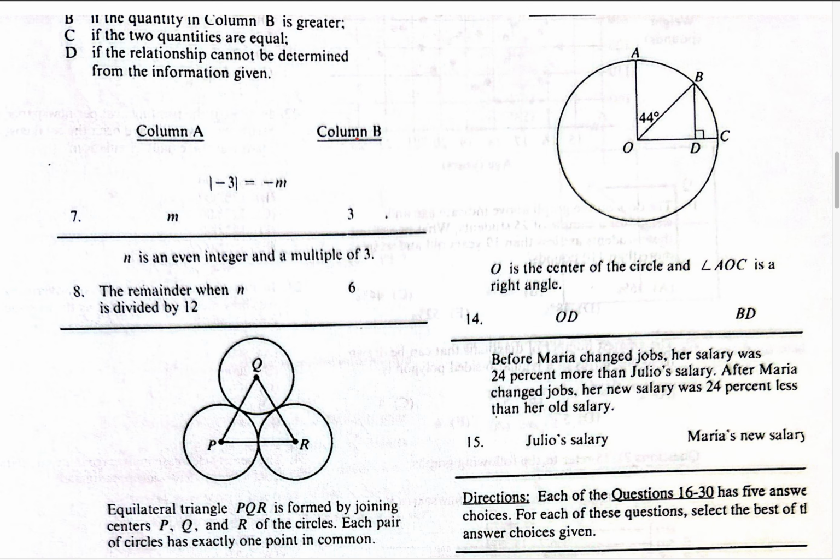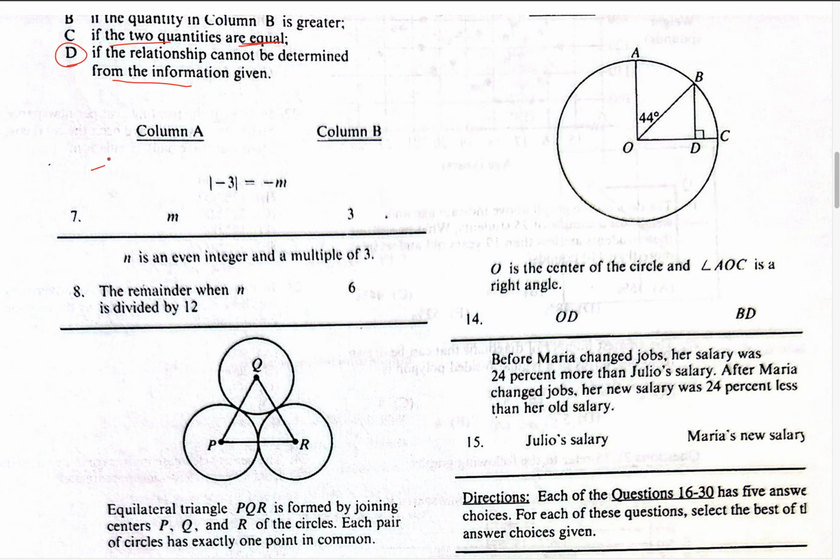And B is the one that we have to select if we think the quantity in column B is greater, right? C is something that we have to select if the two quantities are equal. And D means that we cannot determine the relationship between the two quantities because the information that is given is not sufficient enough. Okay, so the first question is negative m is equal to the absolute value of negative 3.